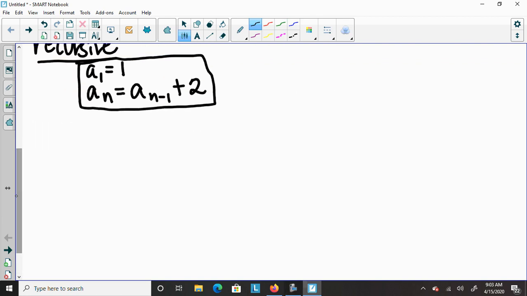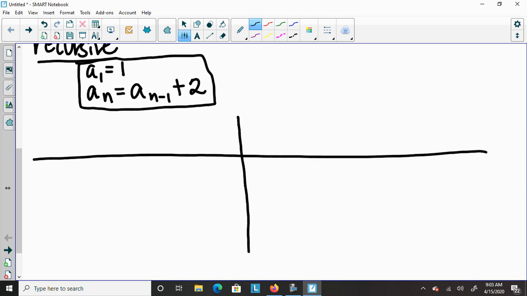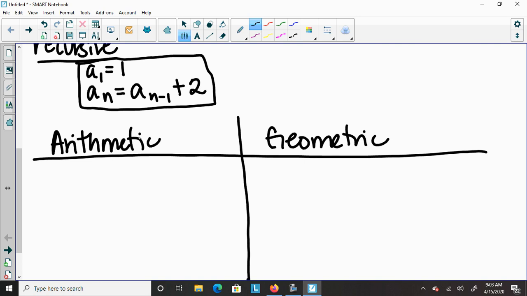So I'm just going to make a chart for these two types, and we'll kind of compare them as we go along. And you've heard these words before. There's arithmetic sequences and geometric sequences. Arithmetic, you are going to add or subtract the same number in between all of your terms. Okay, and that number is called the common difference. We use a D for that.